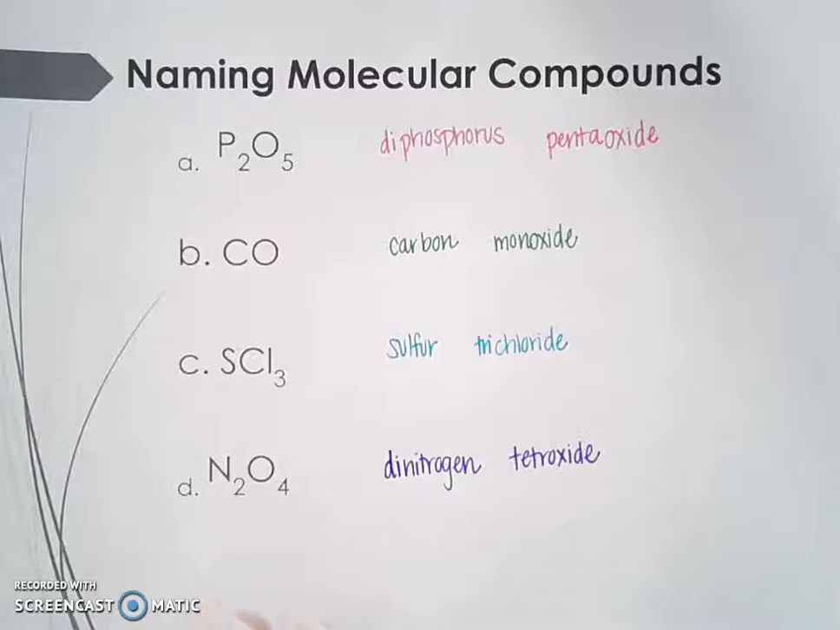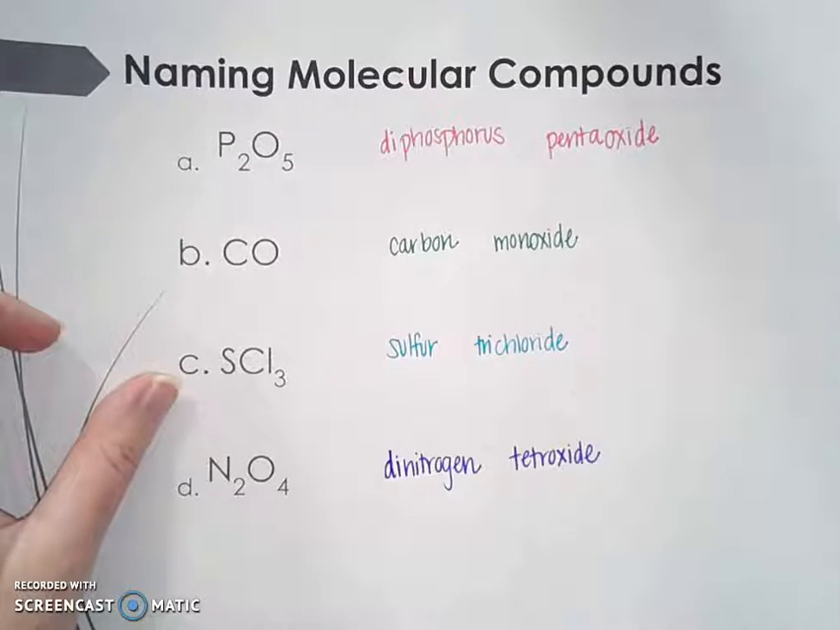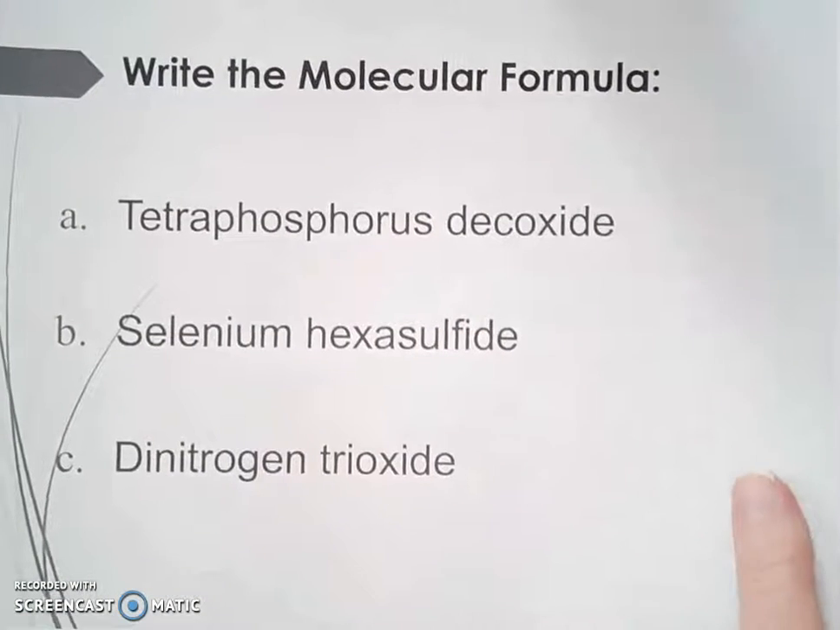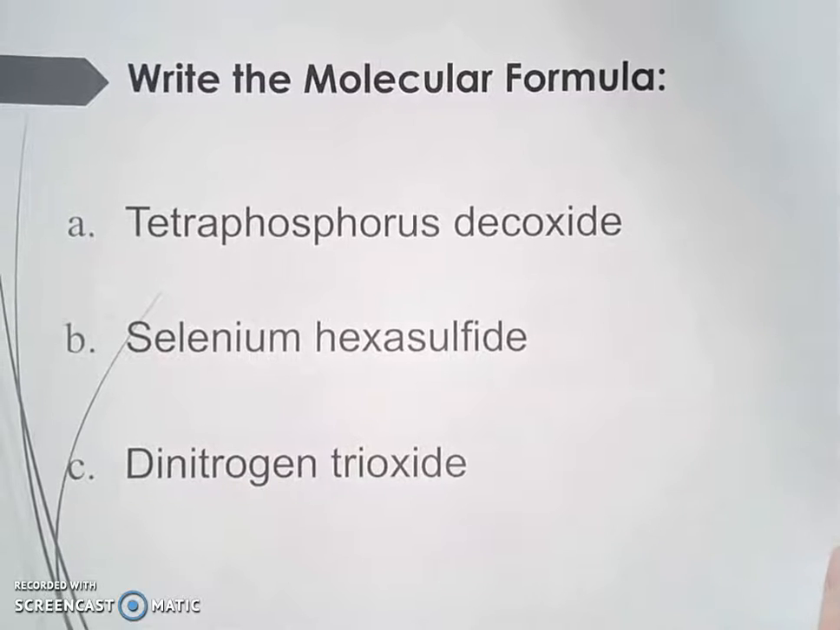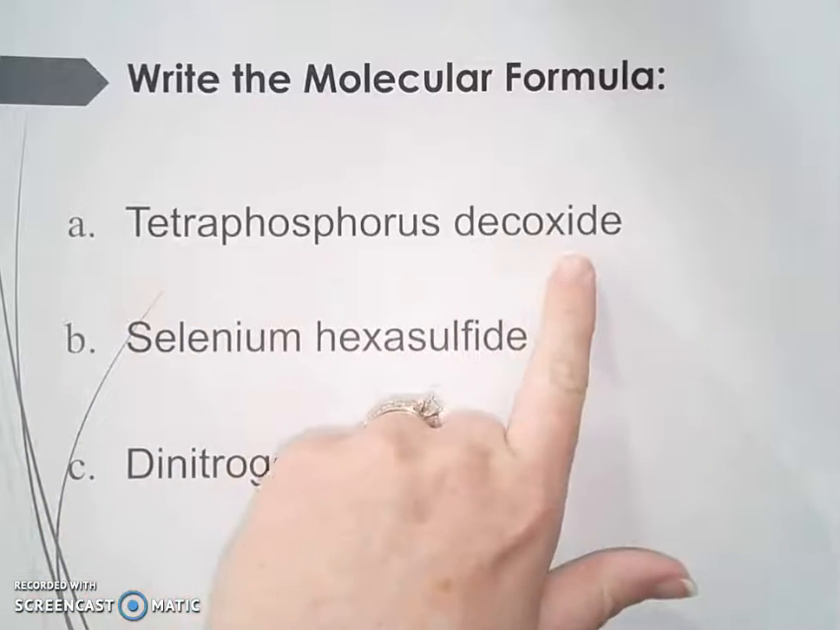If you think this is easy though, we're going to show you how to do writing the formula for molecular compounds in just a couple examples. Because if you can do the other way, this way is probably the easiest thing you will do for naming all the time. So for these, tetraphosphorus decaoxide.